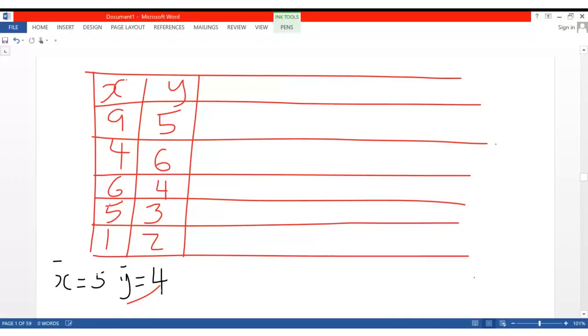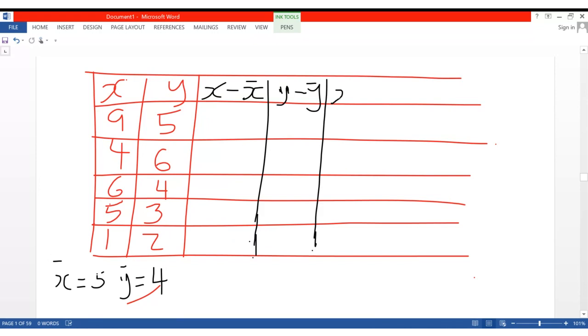So the next thing in the formula, we need to subtract x minus x bar. And in the formula still, we had y minus y bar. You'll be able to do that one. And then in the example, I was supposed to multiply these two. So I multiply x minus x bar, and then y minus y bar.